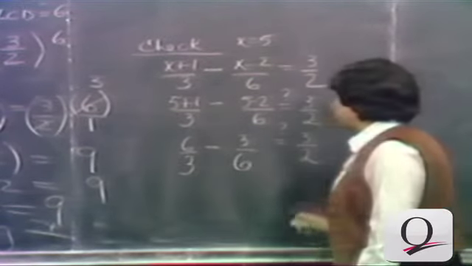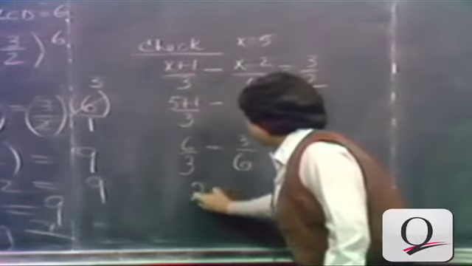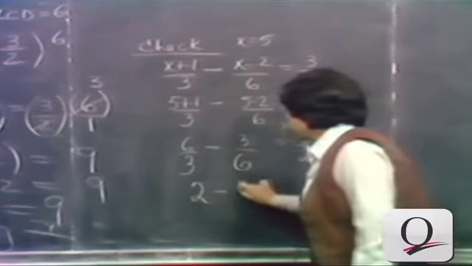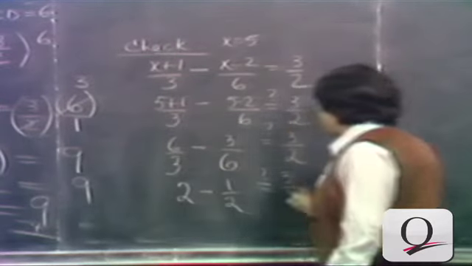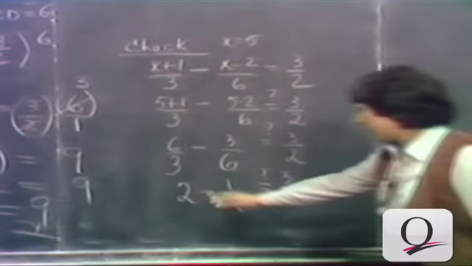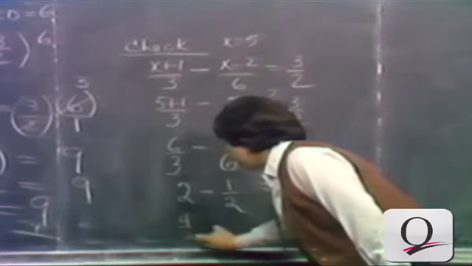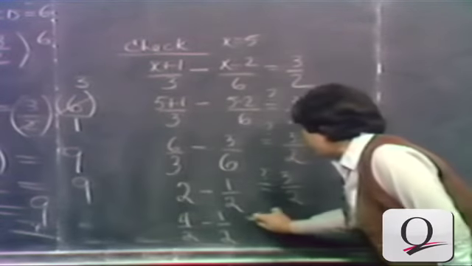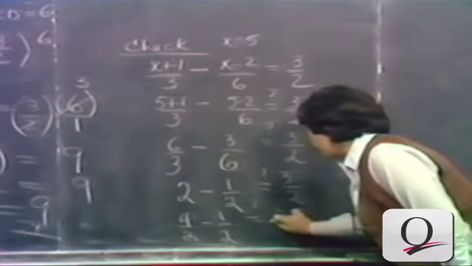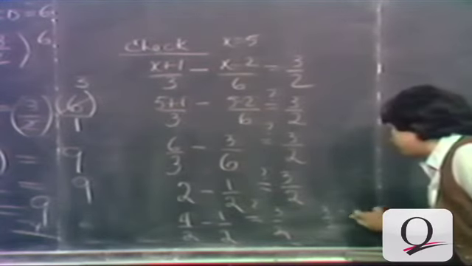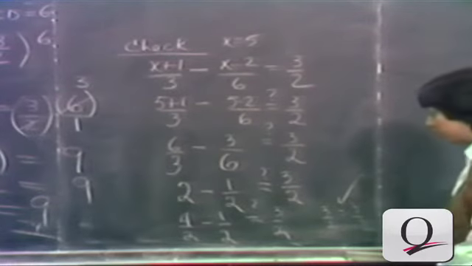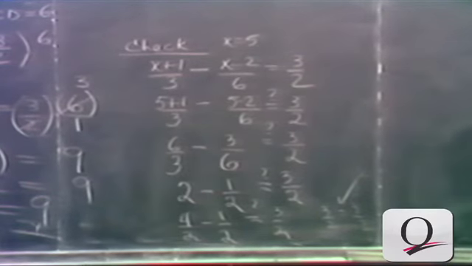6/3, that's 2. Take away 3/6, which is 1 half, should be equal to 3 halves. And if you think of 2 as 4 halves, 4 halves minus 1 half should be equal to 3 halves. You get 3 halves equals 3 halves, and it checks out. And that brings us to the end of this tape.